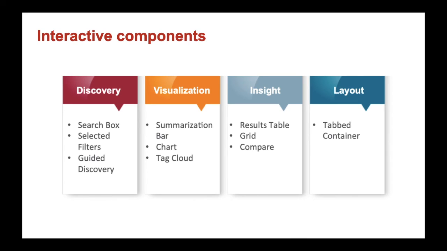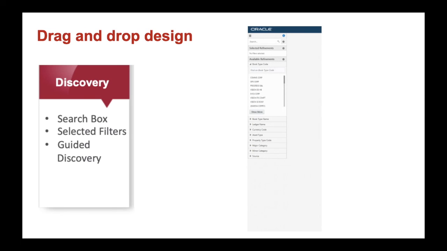Now, what are the components and the visual components that our users will see? We'll see that there's a discovery section, a visualization, an insight, and a layout. Let's start with discovery. There's a drag and drop design, of course, and discovery will take you into a search box that we see on the top, some selected filters, which are the refinements, which is the term in ECC, and then there's the guided discovery.